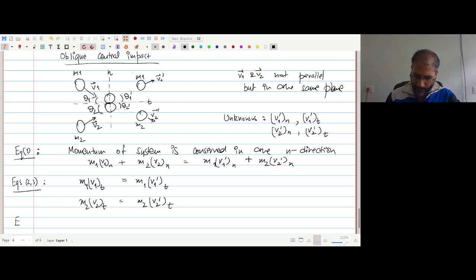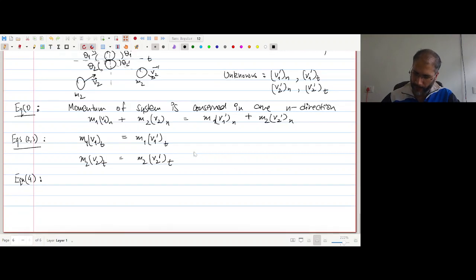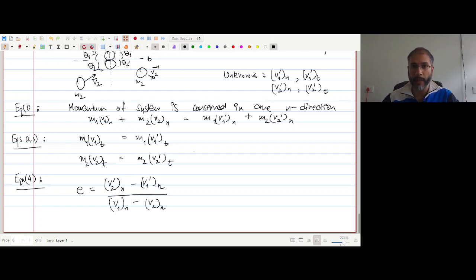And then we have another equation that's coming from the energy ideas. And that is quantified through the coefficient of restitution. So that's the velocity of separation divided by the velocity of approach. And this is all in the normal direction because the collision is happening in the normal direction. There is no collision in the tangential direction. So we have 4 equations and 4 unknowns.